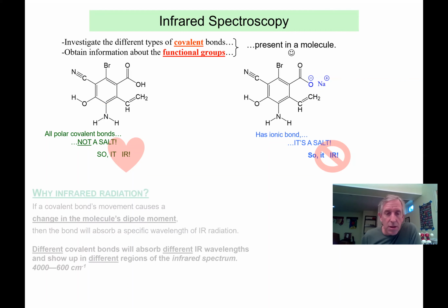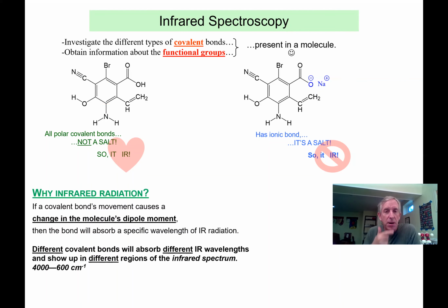So let's take a look at why it loves covalent bonds a little bit. And I do mean a little bit, okay? Just to give you a little flavor of what's happening. And then I'll refer you to other places you can go if you want to dive deeper into the theory of how infrared spectroscopy works. Or you can take our physical chemistry class and learn more there too.